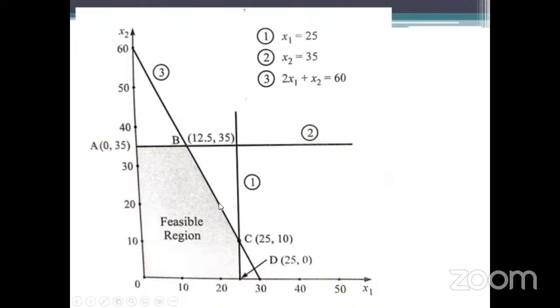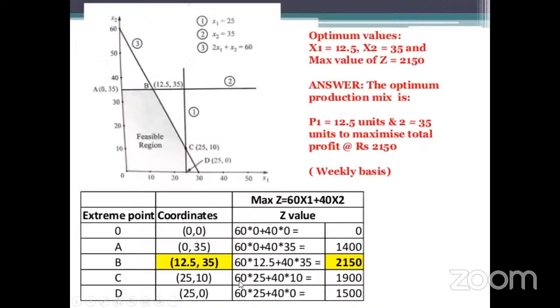So we can take these points A, B, C, D. All these 4 points, if you substitute, you will be getting some solutions, that is Z values. Among that, whichever is maximum, that is your optimal. A simple and easy way to solve the problem when there are 2 variables. It is possible. More than 2, it is not possible.